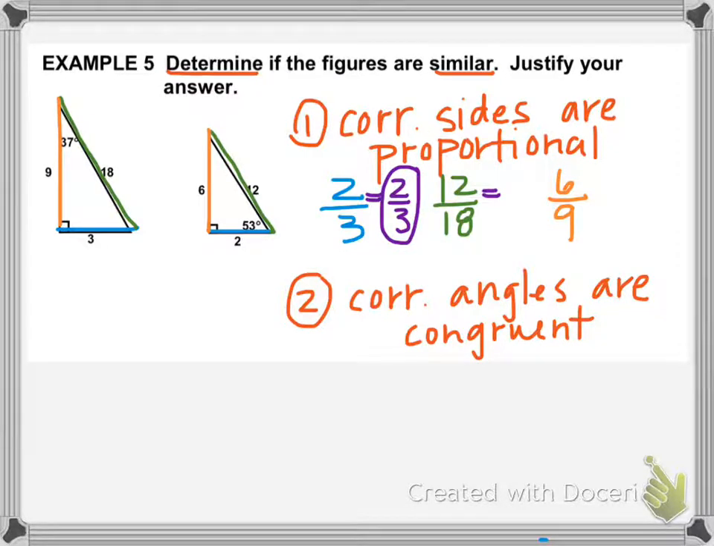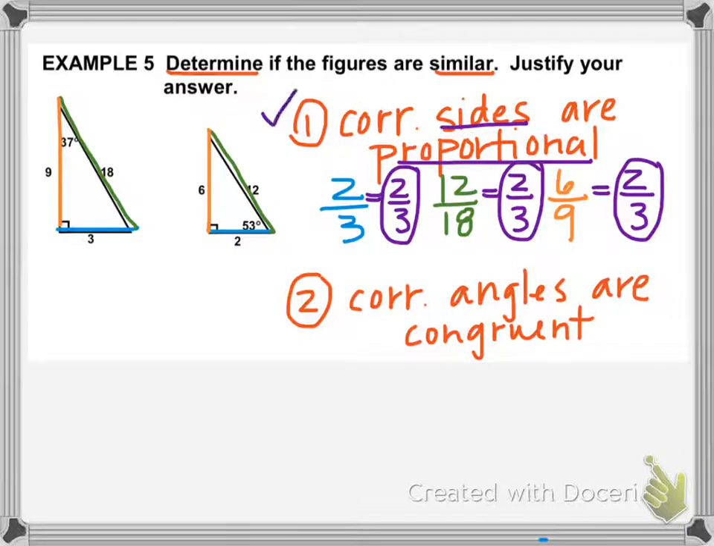12/18, if you type that in your calculator, that will also simplify to 2/3. And then if you type 6 over 9 in your calculator, that'll also simplify to 2/3, meaning these ratios are all equal, meaning the sides are proportional. So 1 checks out. Number 2, we have to see that corresponding angles are congruent.